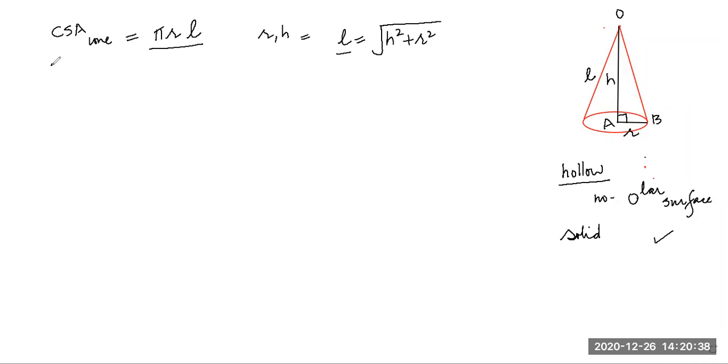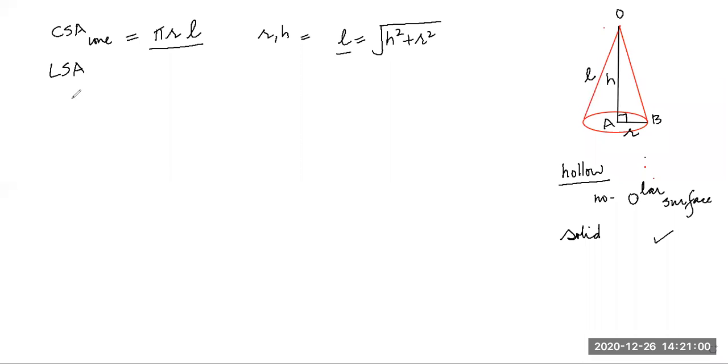Curved surface area is also the lateral surface area of the cone. Because you remember, whenever we take lateral surface area, we never take the bottom area and we never take the top area. Only the area which is coming from the side we take. So the lateral surface area of the cone is also the same, that is pi r l, right?